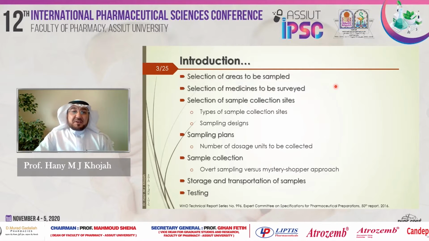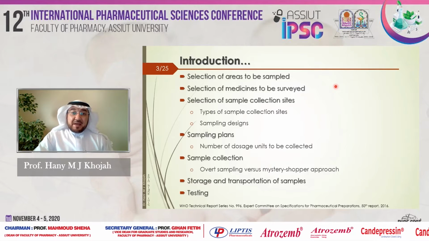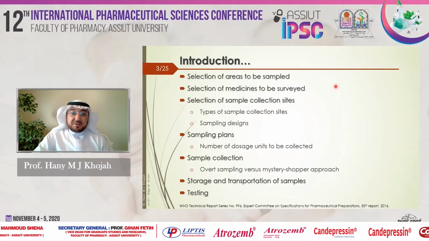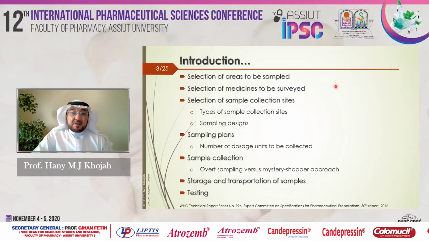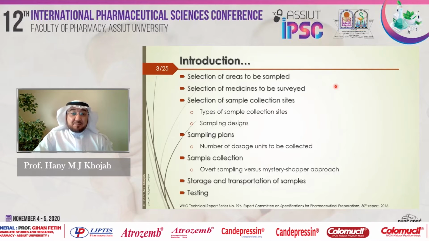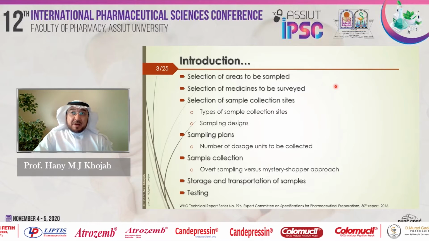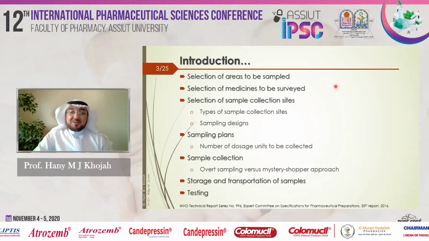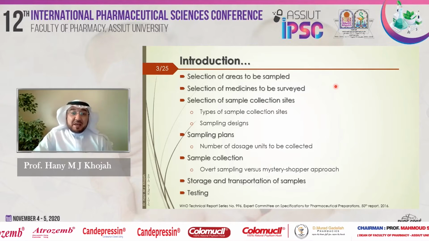Regarding the selection here, so we have to select the area to be sampled. We have to select the medicines to be surveyed. We have also to select the sampling sites. What are these sampling sites? Pharmacies or other outlets. In some countries, even groceries can sell prescription medicines, and maybe these days they also may sell some fake anti-COVID-19 medications.